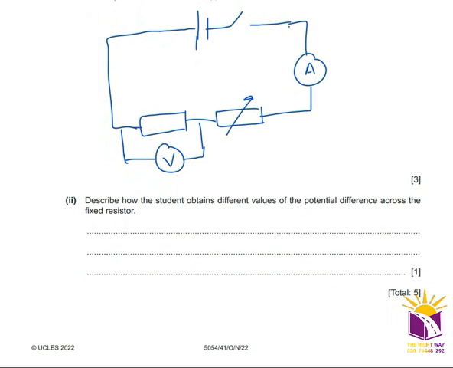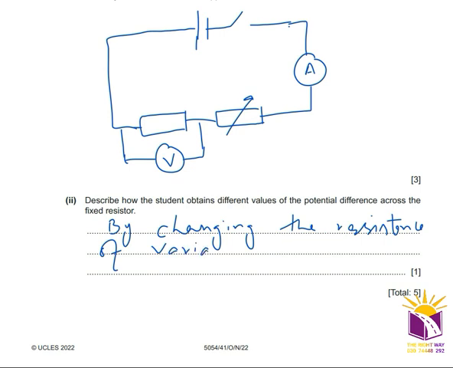Describe how the student obtained different values of the potential difference across a fixed resistor. Very easy. I have discussed it: by changing the resistance of the variable resistor. By changing the resistance of the variable resistor, we can change the potential difference across the fixed resistor.